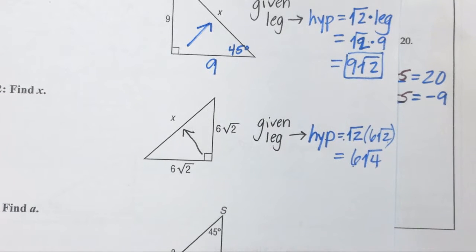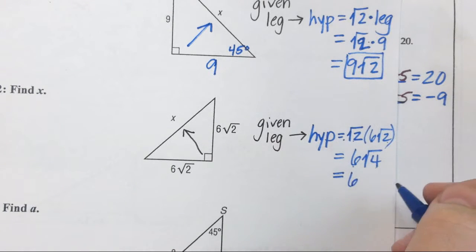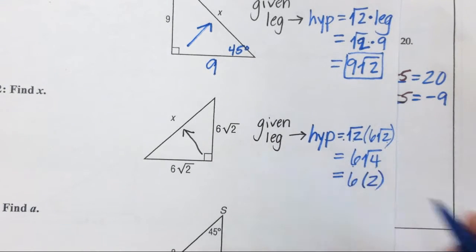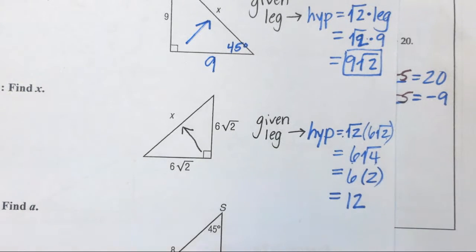Is Ellie done? Is she done? Why is she not done? What is the square root of 4? So what's 6 times 2? So if Ellie saw that to begin with and she jumps to the end, that's fine.